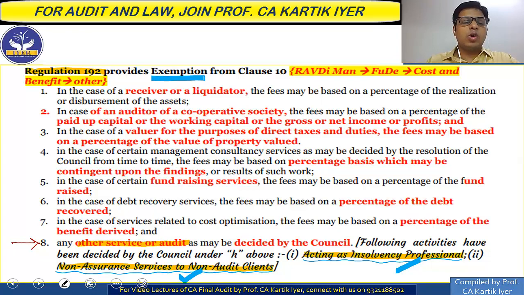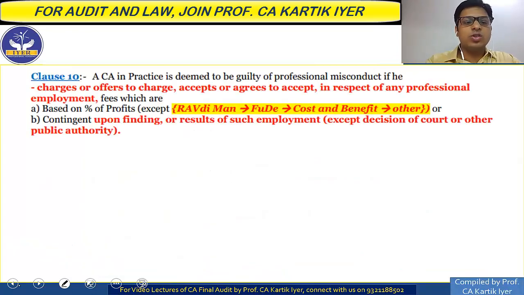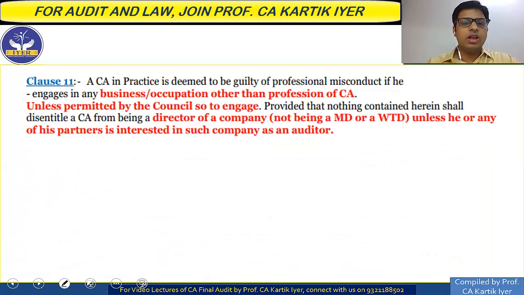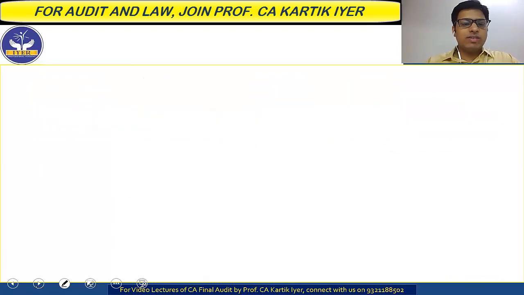Okay. Now clause 10 basically says what? That percentage of profits cannot be charged. Contingent fees cannot be taken. So they are saying that, okay, however, as an insolvency professional or non-assurance service to non-audit clients, such services provided can be done on percentage of fee basis. Okay, so just remember this part in mind. Very, very simple part. Okay. Now in relation to clause 11, let's see the point here.